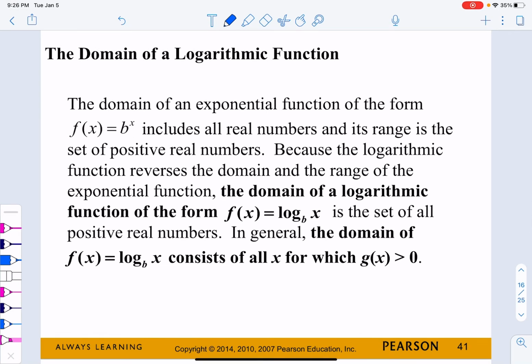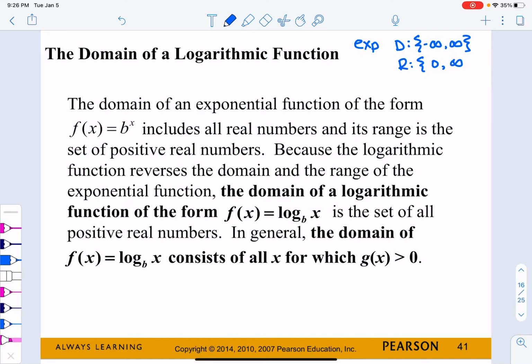So a little bit more information about the domain of the logarithmic function. It says the domain of an exponential function of the form f of x equals b to the x indicates all real numbers. So if we have our exponential, our domain was all real numbers, negative infinity to positive infinity. And its range is the set of positive real numbers. Our range was starting from 0 and going into infinity.